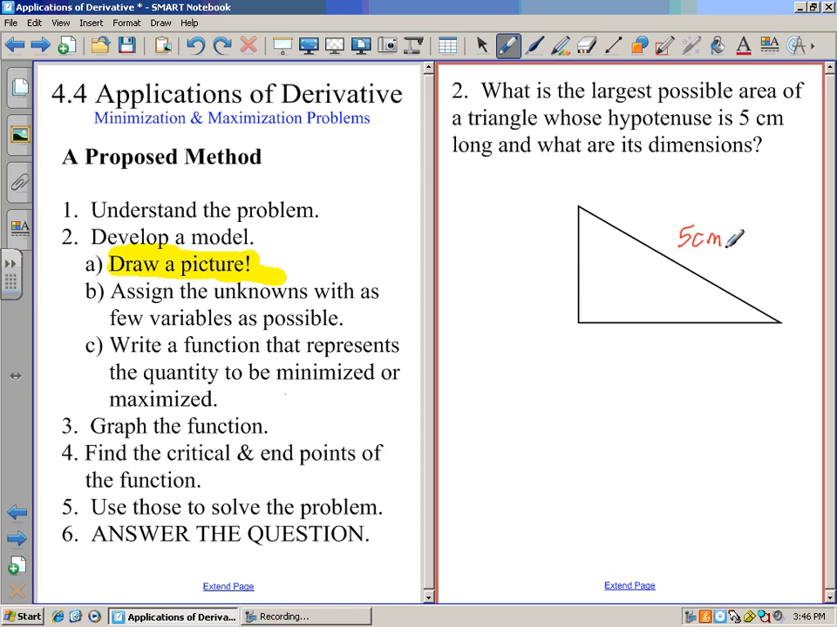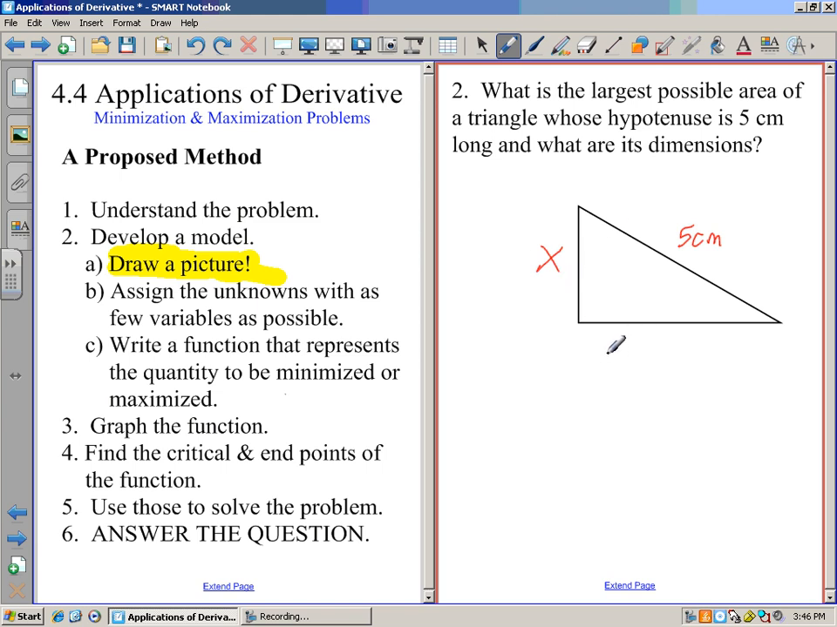Now, I'm going to have to introduce and assign an unknown. So here, if I'm taking a look, I'm going to assign an unknown. Clearly, one of the sides is going to have to be an unknown. If I knew all the sides, there wouldn't really be a problem. So I'm going to assign this side to be x centimeters, and you can pick whichever one.